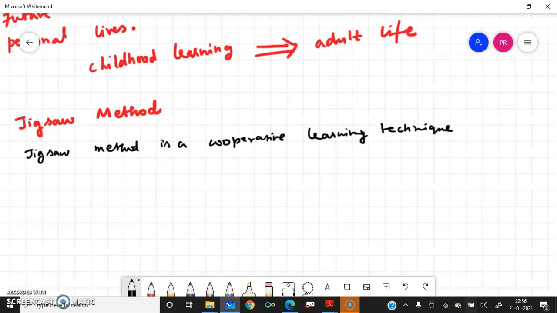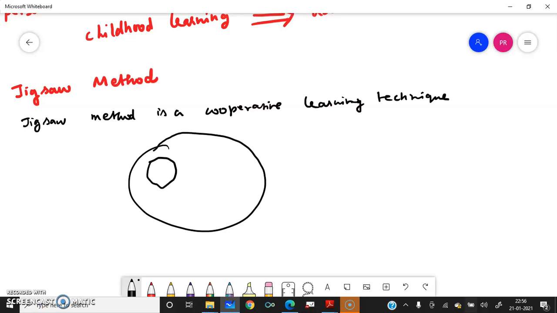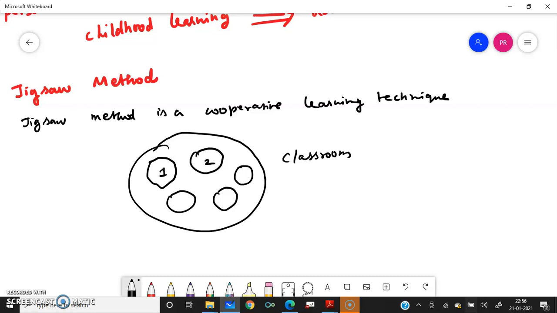Okay, so students are divided into small groups. Suppose this is my classroom. I am dividing the students into small groups.